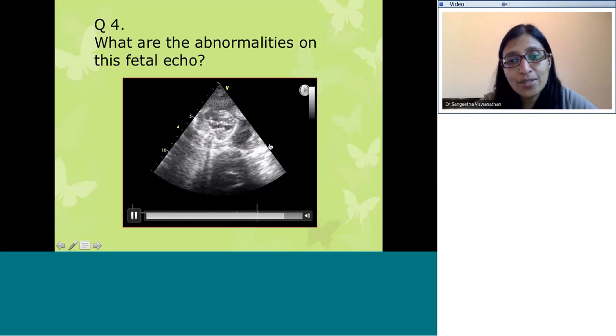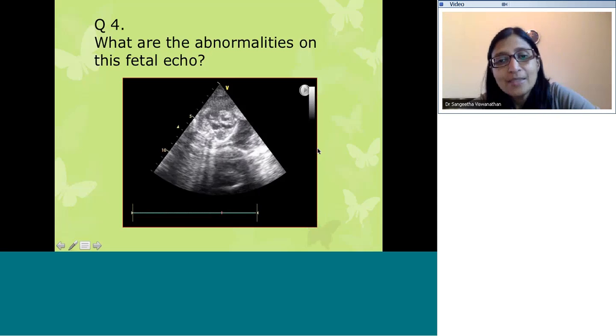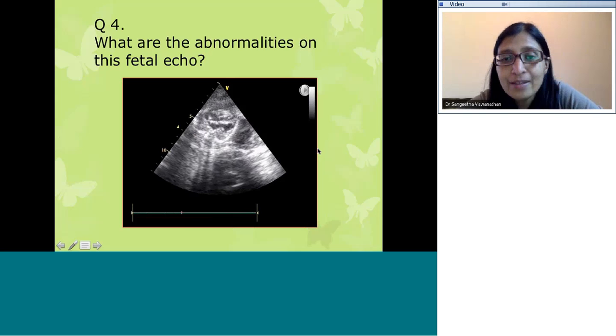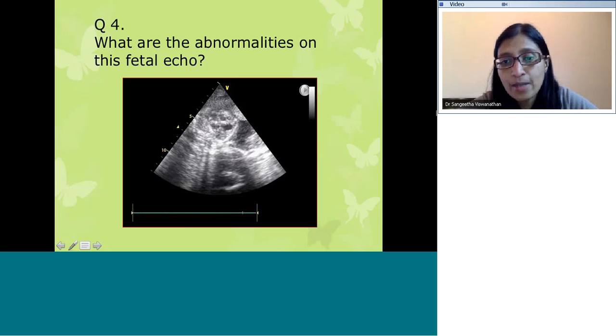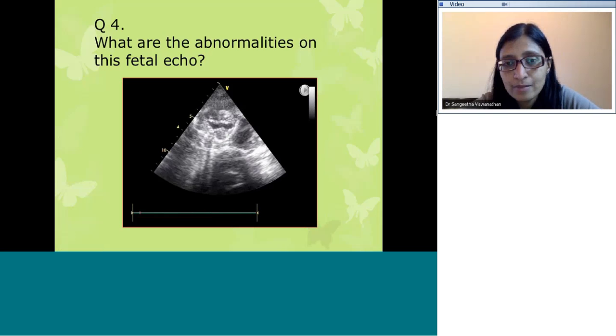So once again, apologies for the slightly poor quality, but I think the abnormality is still pretty obvious. So what is the abnormality? What is the abnormality on this fetal echo? What is striking when you see it? Come on, guys. I think it's relatively obvious. LVH. Okay.